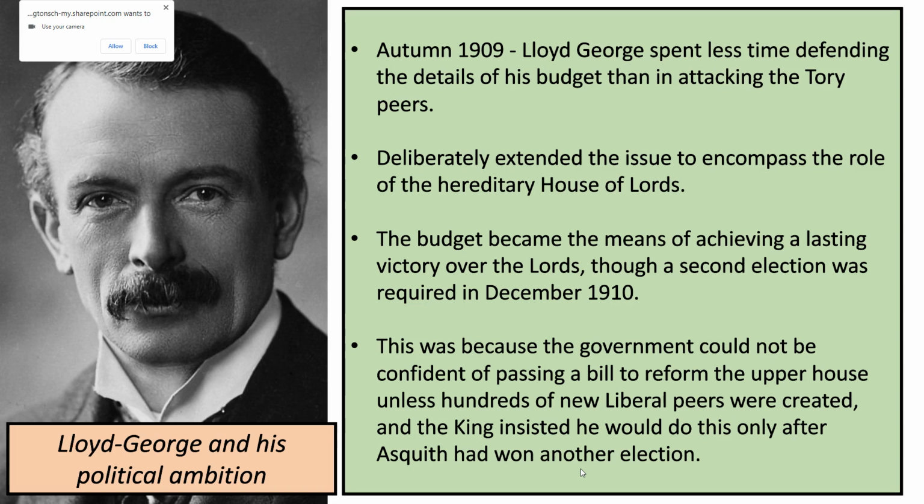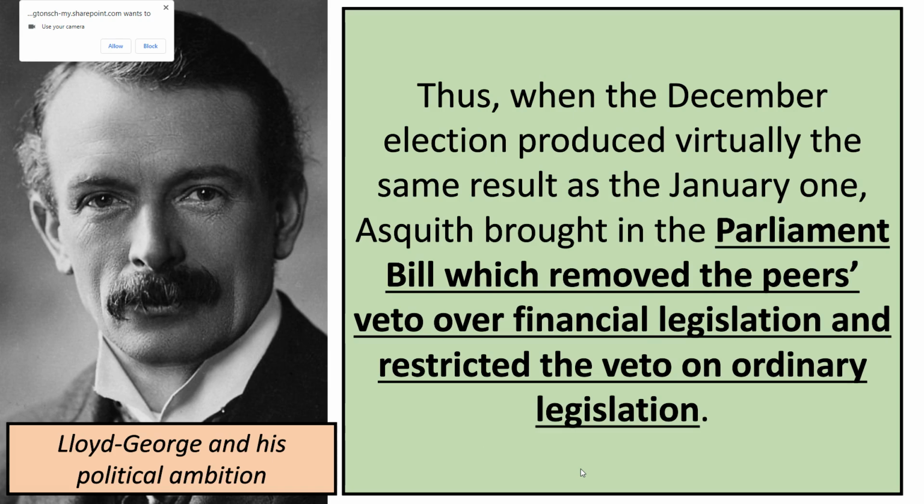The December 1910 election is called basically because what the Liberals want to do is create Liberal peers sitting in the House of Lords. And the King refuses to do this unless Asquith wins another election. So the January 1910 election is basically a referendum on the people's budget, and the December 1910 election is basically an election that provides legitimacy for the creation of Liberal peers in the House of Lords. The Liberals win, so the December election provides basically an identical result to the January election.